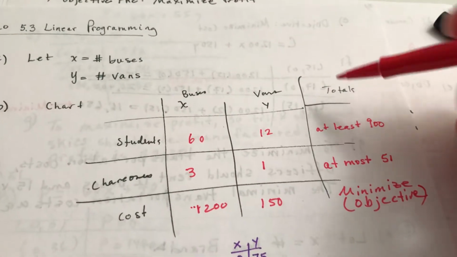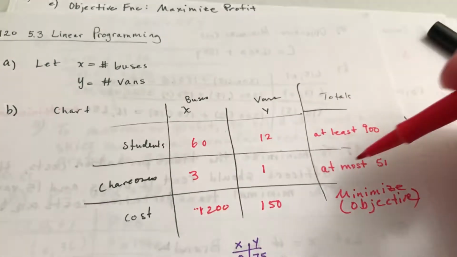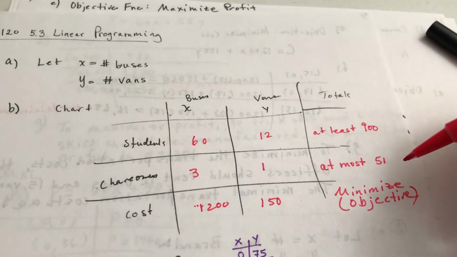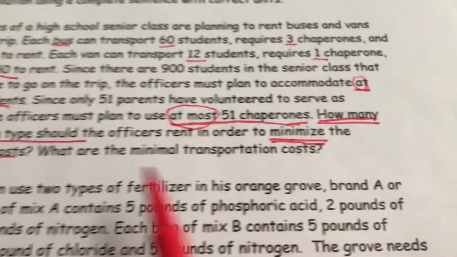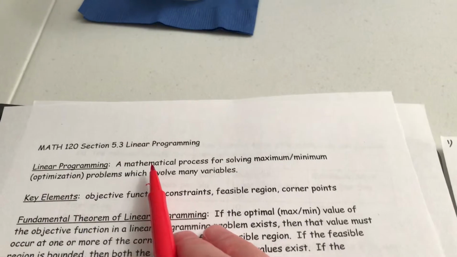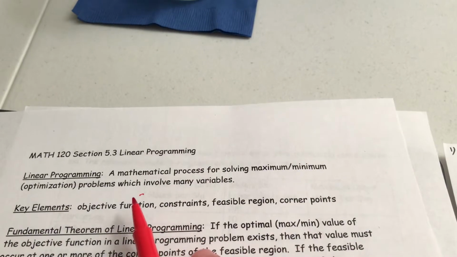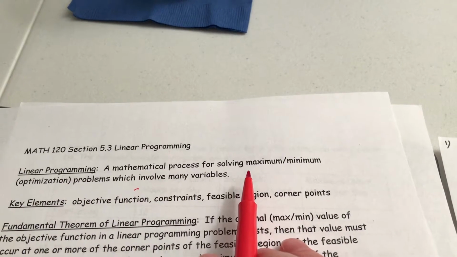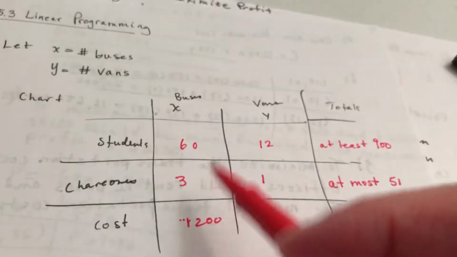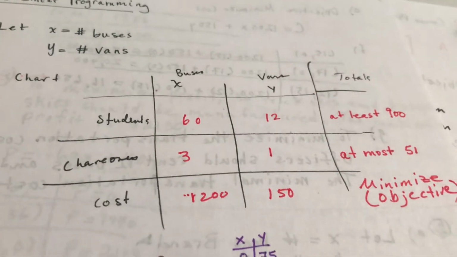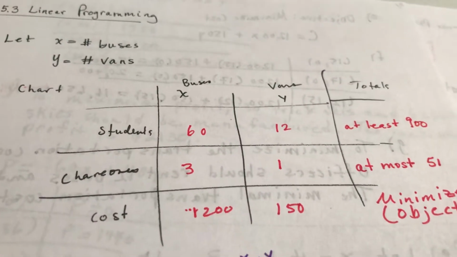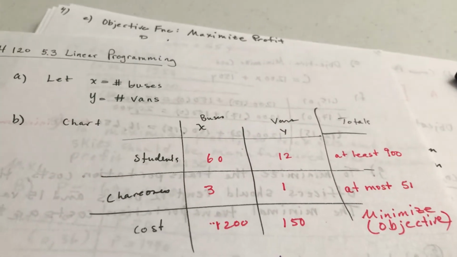Now, the totals. This is where that at least 900 students and at most 51 chaperones. Now this cost is the objective. So we want to minimize the cost. And that is what our linear programming is about. It's a mathematical process for solving maximum and minimum problems. And in this case, we are trying to minimize our costs. So our cost is $1,200 for a bus and $150 for a van. Right, so I still haven't finished part B. That's just organizing my data.